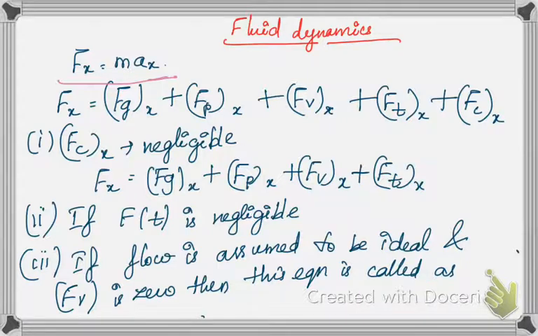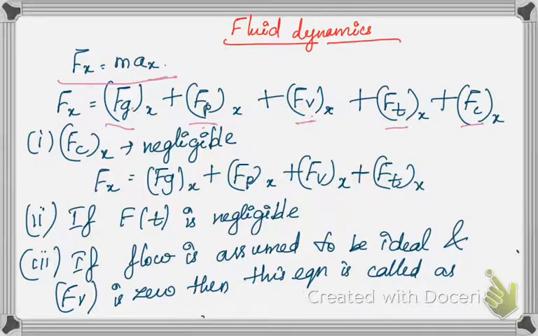You can see this. G is the gravity force, P is the pressure force, V is the force due to viscosity, T is the force due to turbulence, and C is the force due to compressibility. So gravity, pressure, viscosity, turbulence and compressibility. All these forces we are going to take into consideration. These are the forces that mainly act on a fluid and cause the flow.